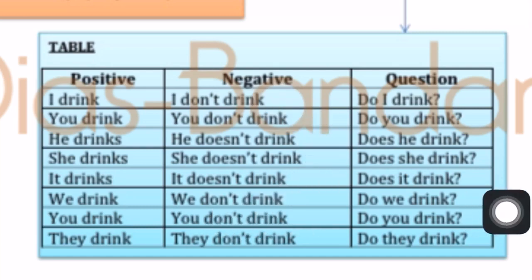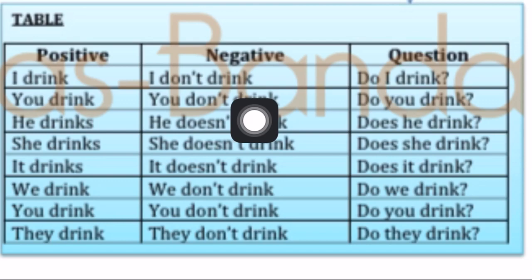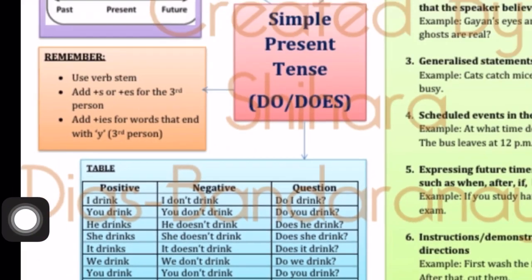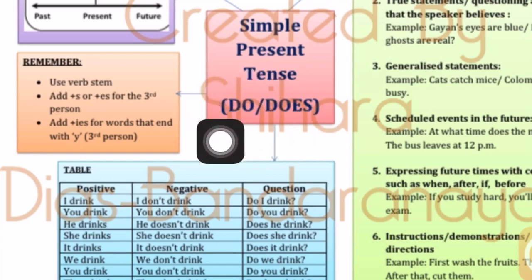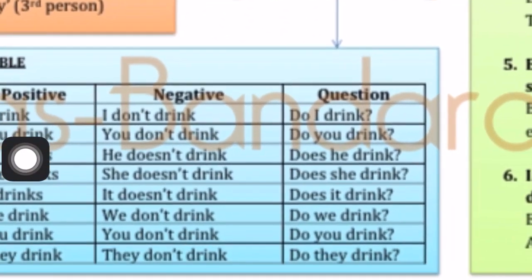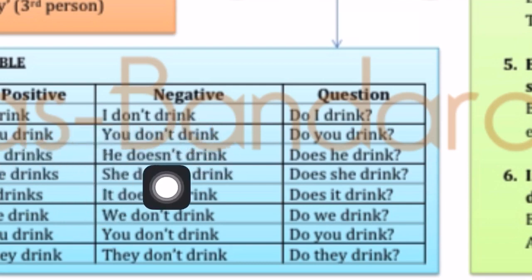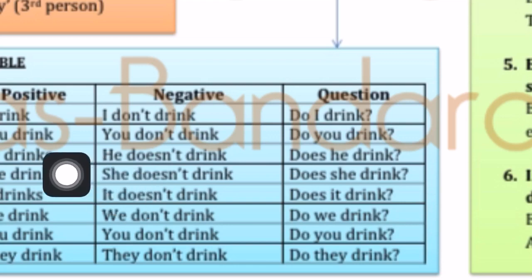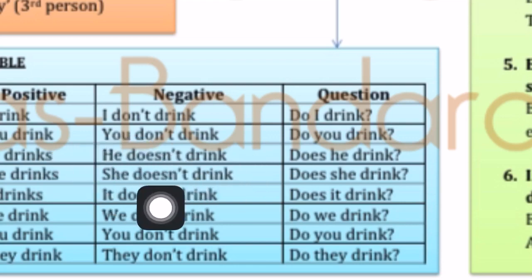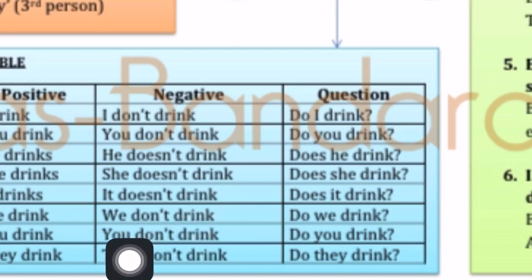Then if we are talking about the negative sentence, negative means no, right? I don't drink. ඔන්න මතක තියාගන්න ඕනේ මෙතන මේ do does. Do එකේ negative එක don't. I don't drink, you don't drink, he doesn't drink. දැන් මෙතන තිබ්බ S එක මෙතනට ආවා. Doesn't drink, she doesn't drink, it doesn't drink, we don't drink, you don't drink, they don't drink.